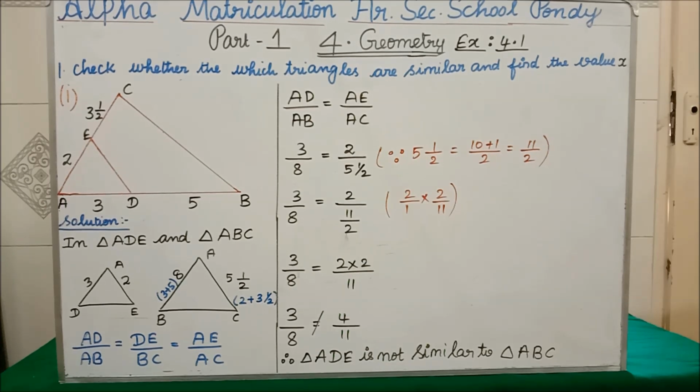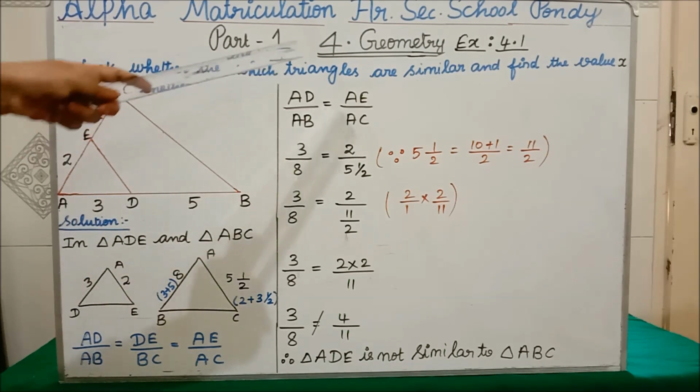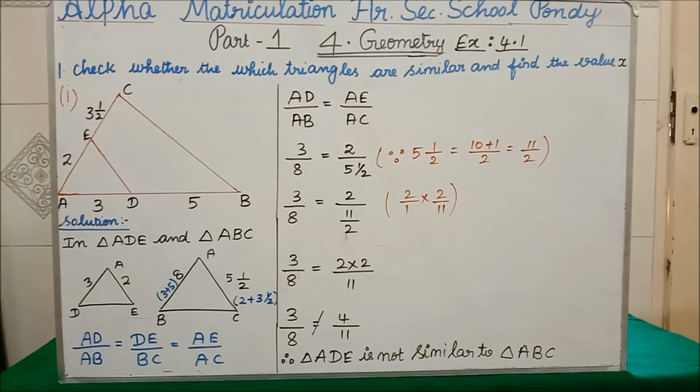In the first question, what they are asking is to check which triangles are similar and find the value of x. Students, in the first subdivision we are having two triangles. We want to check in which triangle is similar, and we want to find the value of x. If you see in the first subdivision, first question, we don't have x anywhere. So for this question, we need not find the x value. For the second subdivision only, we have to find the x value.